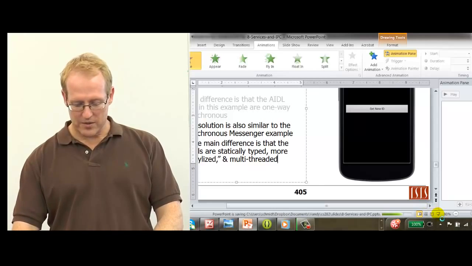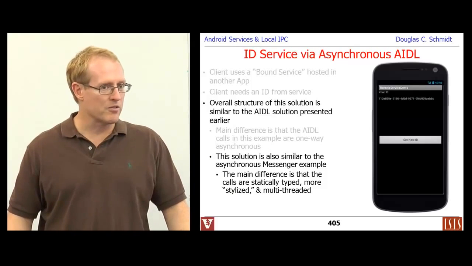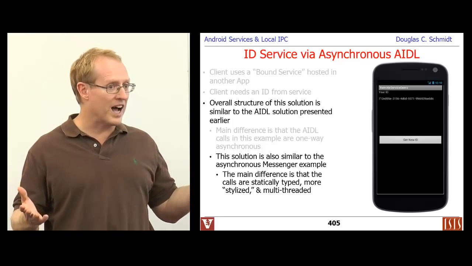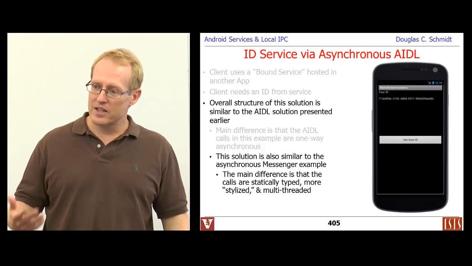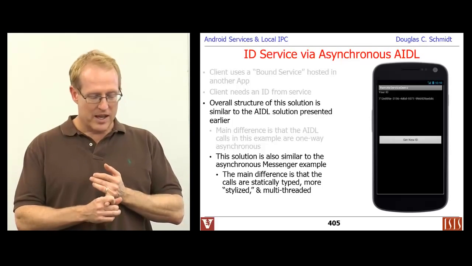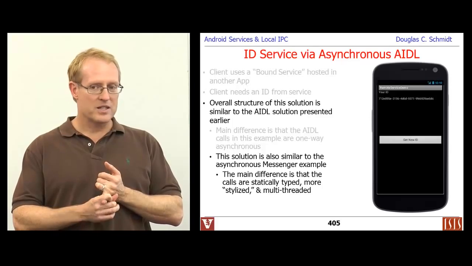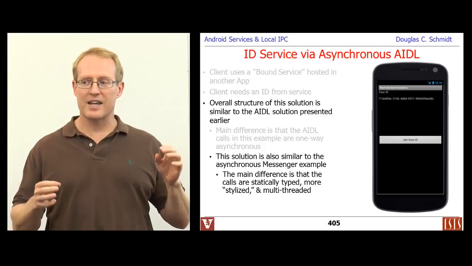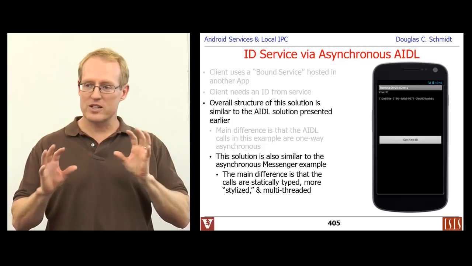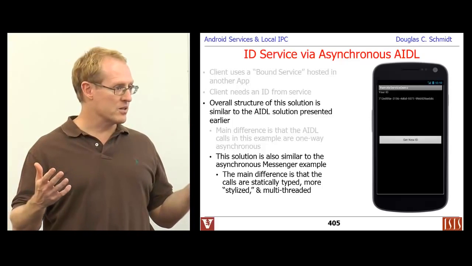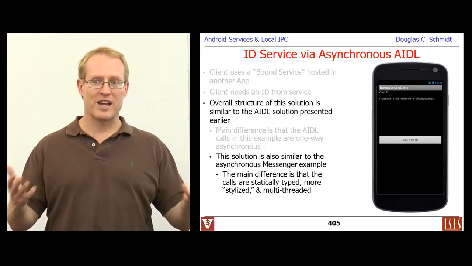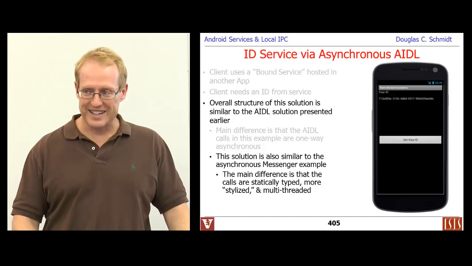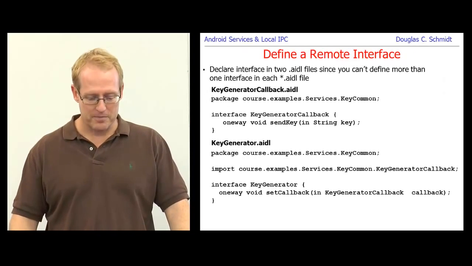So what you see here is that it's very similar in spirit to the asynchronous version. In other words, the caller doesn't block waiting for the response to come back. The difference is that it's going to be using static typing as opposed to stuffing things in messages, which are dynamically typed. It's more stylized. In other words, there's a very defined way in which things interact, whereas with messengers and messages, you kind of do whatever the heck you want, and it can become confusing as a result. And it's also multi-threaded, which could be both a pro and a con.